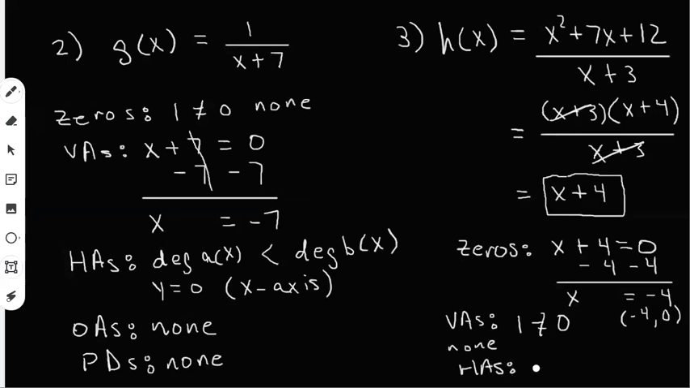Horizontal asymptotes. Since the top degree is going to be bigger than the bottom degree, notice that we have a 2 up here and we only have a 1 right here. Down here, we have a 1 on top, and then we have just a number on the bottom. So obviously the top degree is going to be bigger than the bottom degree. So there is no horizontal asymptote. Your oblique asymptotes, you do have an oblique asymptote, right? It's going to be x plus 4. Y equals x plus 4.